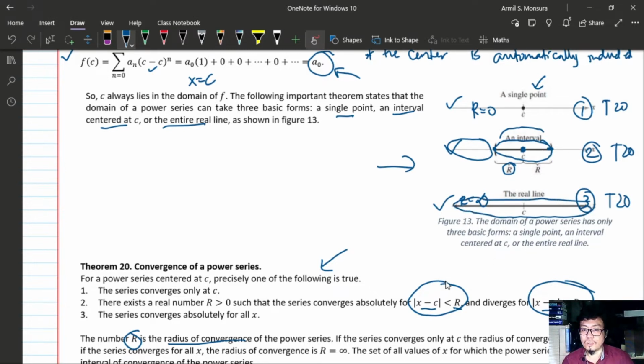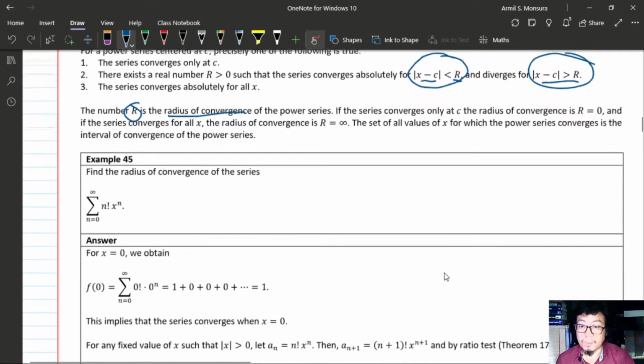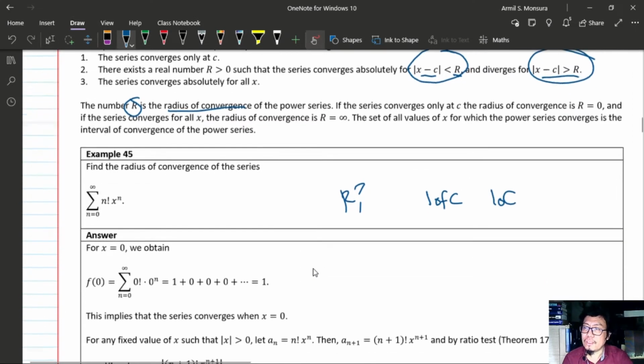Okay, so those are some of the definitions that we need to be clear of. Our task now is to find what is R, and what would be the interval of convergence. Let's call it IOC. Let's say for example, let's find the radius of convergence for this series. Number 1, we know that the center of the series is 0, because this is just simply x.